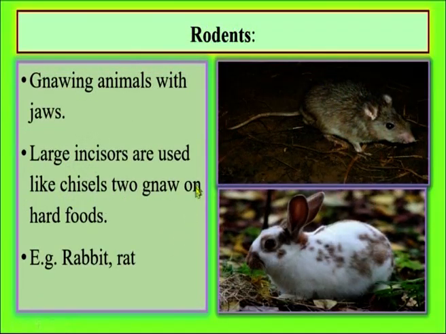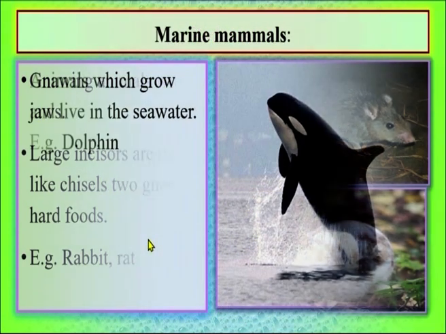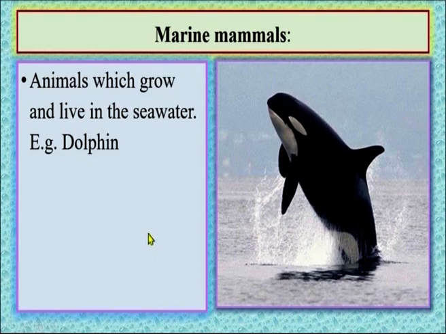Rodents. Rodents are the gnawing animals with jaws. Large incisors are used like a chisel to gnaw hard foods. Example, rabbit and rat. Marine mammals. Animals which grow and live in the sea water. Example, dolphin.